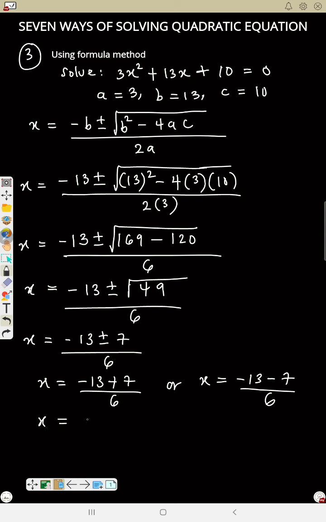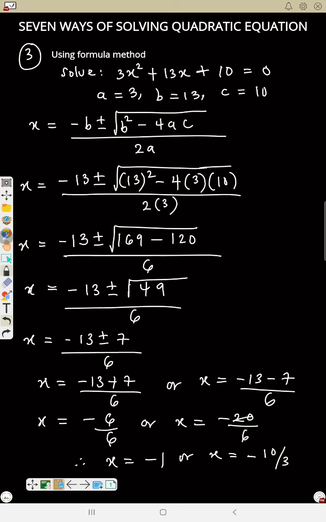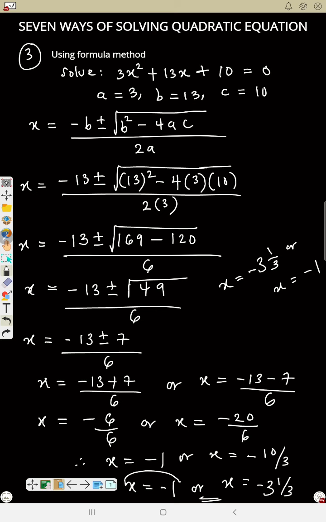So minus 13 plus 7 will give you minus 6 over 6, or s is equals to minus 20 over 6. So s is equals to minus 1, or s is equals to minus 10 over 3. Two here 10, two here 3. So s is equals to minus 1, or s is equals to minus 3 whole number 1 over 3. Answer. Note, any number can come first. If I have minus 3 whole number 1 over 3, or s equals minus 1, it's still the same as s equals minus 1 or s equals minus 3 whole number 1 over 3. Anyone can come first. So that is the answer.